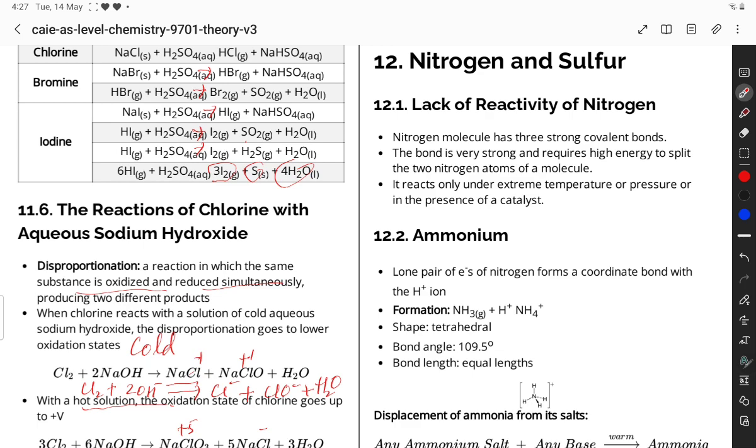Next topic is nitrogen and sulfur, lack of reactivity of nitrogen. The nitrogen molecule has 3 strong covalent bonds. The bond is very strong, the activation energy is very high, and it requires high energy to separate the 2 nitrogen atoms of the molecule. It reacts only under extreme temperature or pressure in the presence of a catalyst to form ammonia.